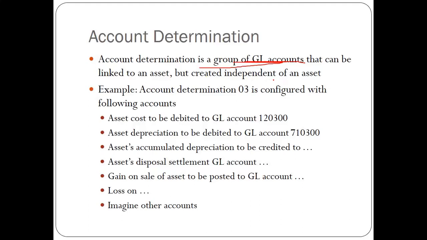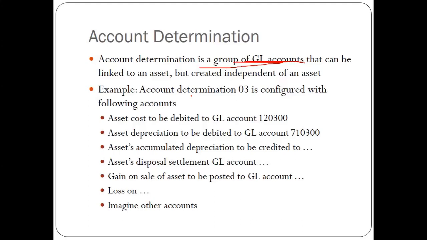So it's not the case that for each and every asset we mention that, okay, if we are creating a master data for a vehicle, then the cost will be debited to this general ledger account, the depreciation will be debited to this general ledger account, and accumulated depreciation to this general ledger account. Because if we have 100 different computers, then this exercise has to be done 100 times, which is not a wise thing to do. So therefore, we create account determinations separately from the asset, and then we link the account determination with the asset, which we shall see; this concept will get clarified in the next slides.